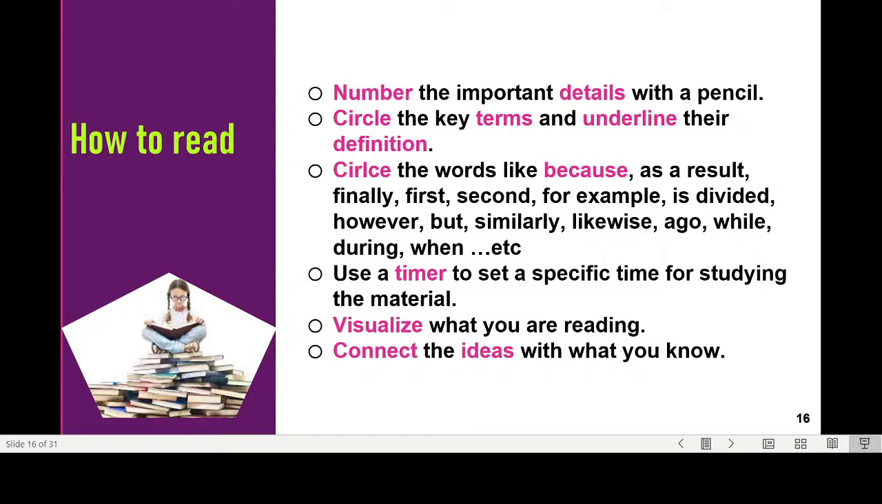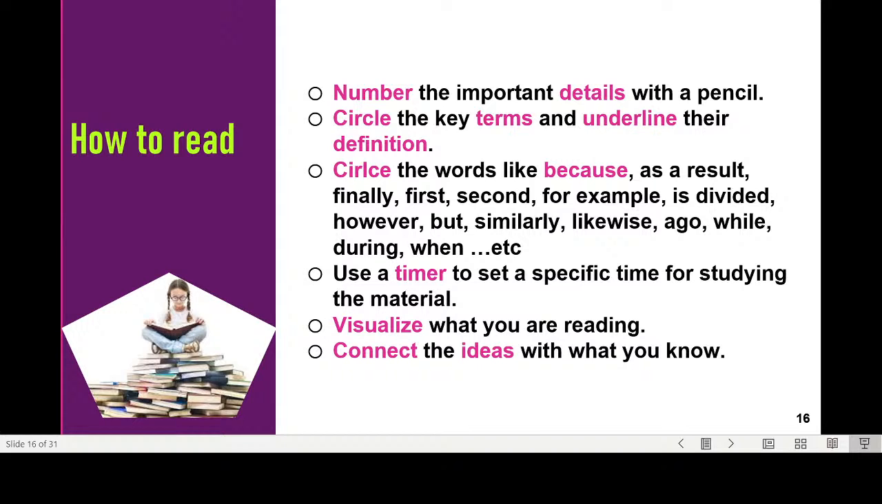Then, if the paragraph is, for example, talking about the Gestalt theory, then we number the details. We number the characteristics. This is 1, this is 2. We write 1 with a pencil and then a circle around it. Now, for sure, we come across difficult terms. So what we do, we put each term in a box. We put a box around it, and then we underline the definition.